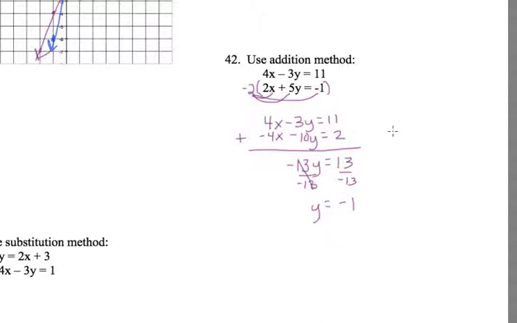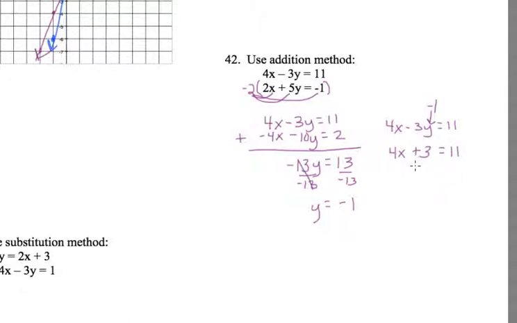So now I go back to one of my equations. It doesn't matter which one. And I know that y is -1. So I replace that y with -1. So I get 4x plus 3. -3 times -1 gives me a +3.